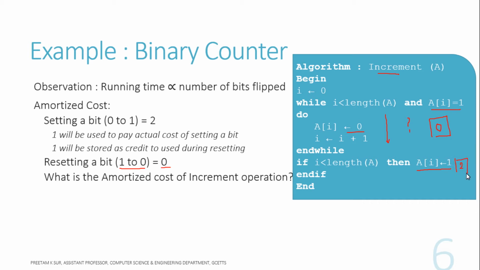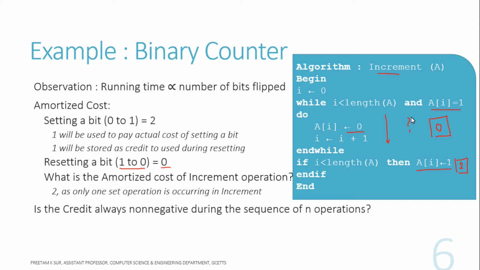Only 2, and there is no amortized cost that has been incurred by this loop over here. So the amortized cost of the increment operation is only 2, because only one set operation is occurring in the increment, that is, only one bit is going to be converted from 0 to 1, right? And the rest of the bits in that operation are converting from 1 to 0. So that's why the amortized cost of this increment operation is 2, which is equivalent to setting a bit.